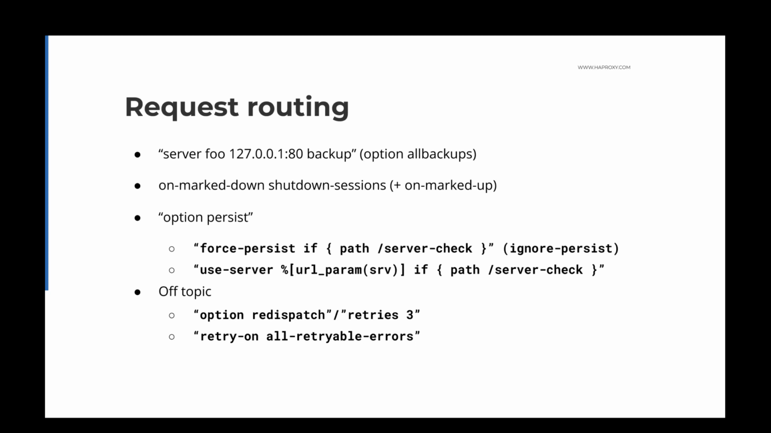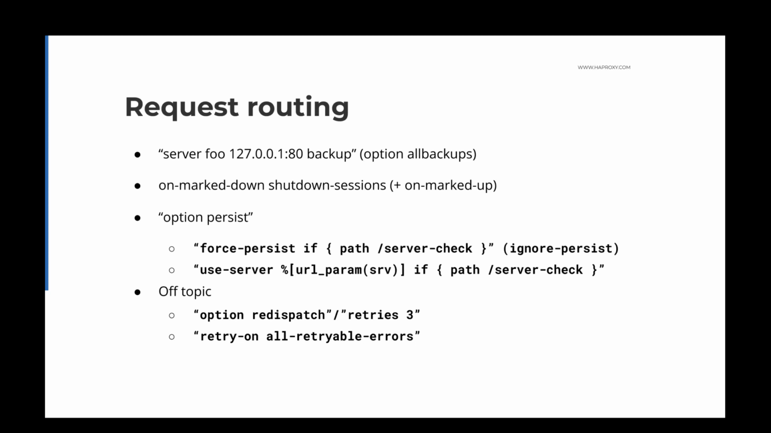We have request routing options, which again are a little bit off from health checks, but are kind of important to understand health checks as a whole. You can put a backup keyword on a server line, and if all of the non-backup servers are failing their health checks, then the backup servers will be used. If you have multiple backup servers, HAProxy will normally only use the first backup server unless that first backup server fails its health checks, and then it'll use the next one and so forth.